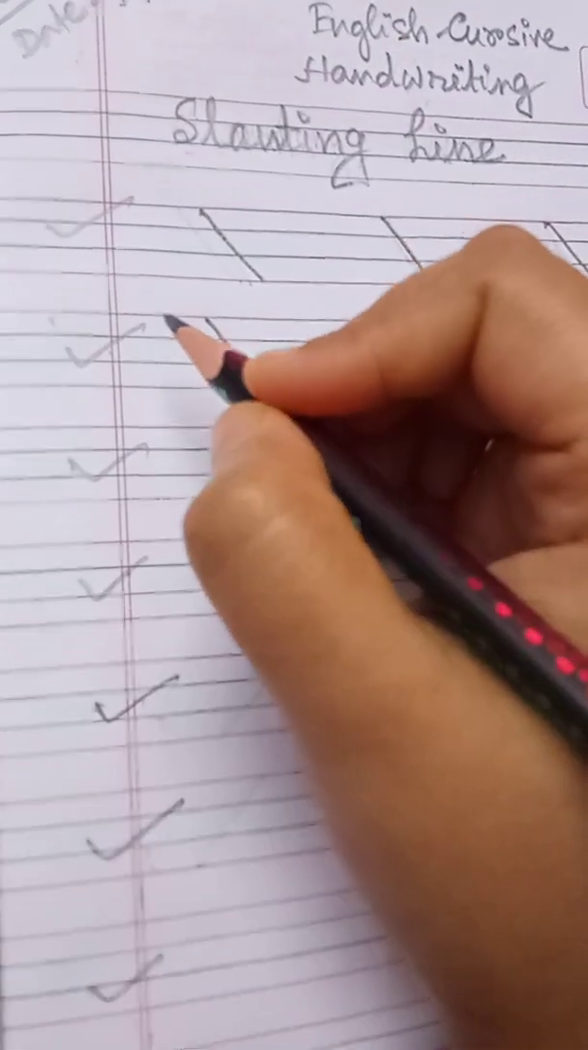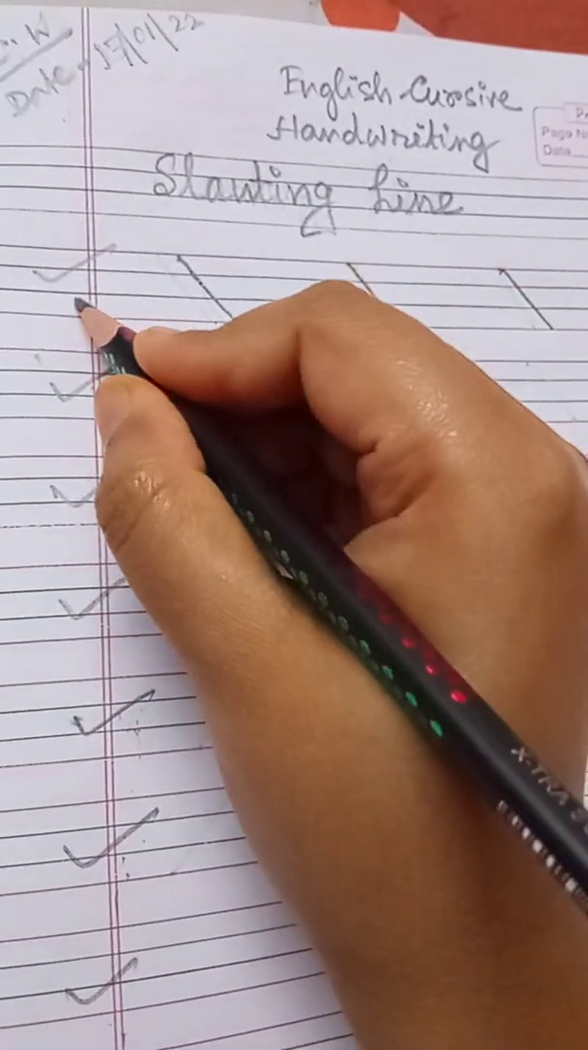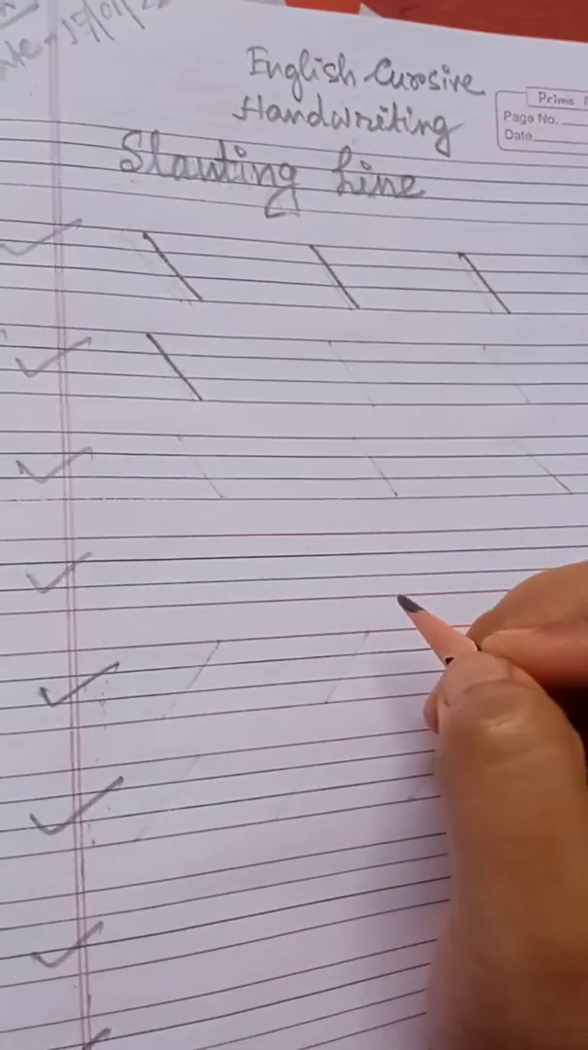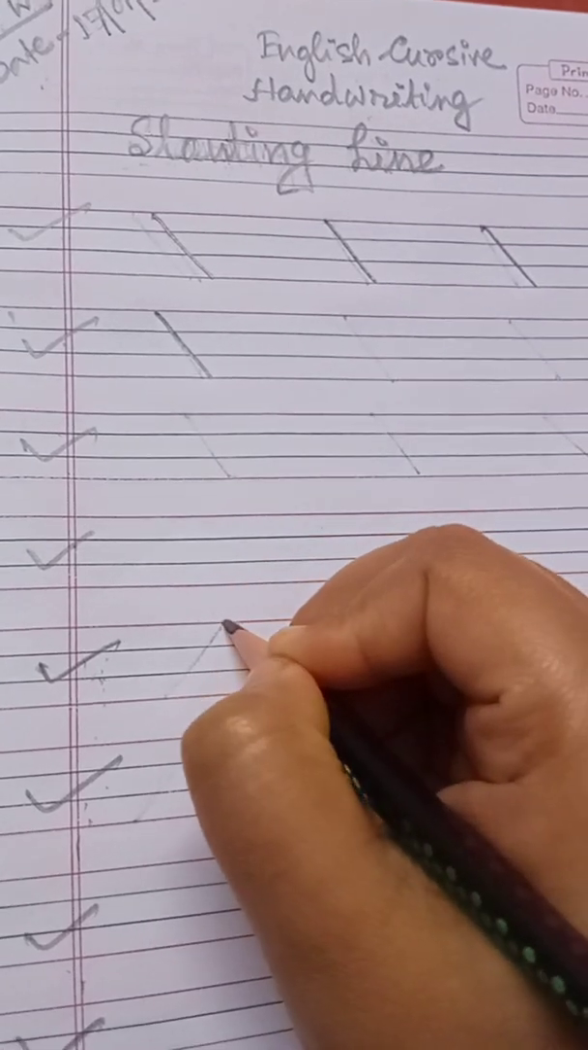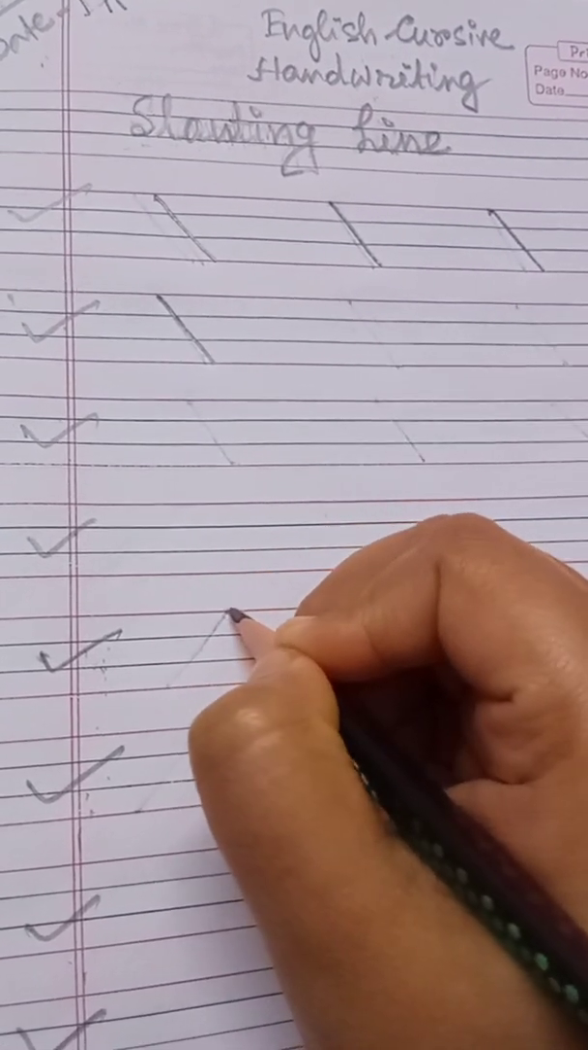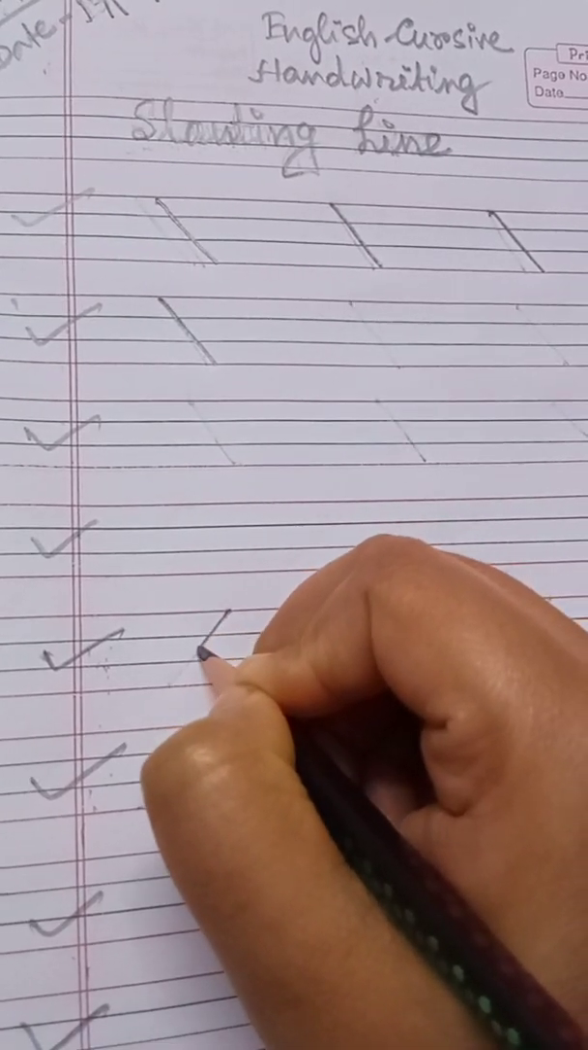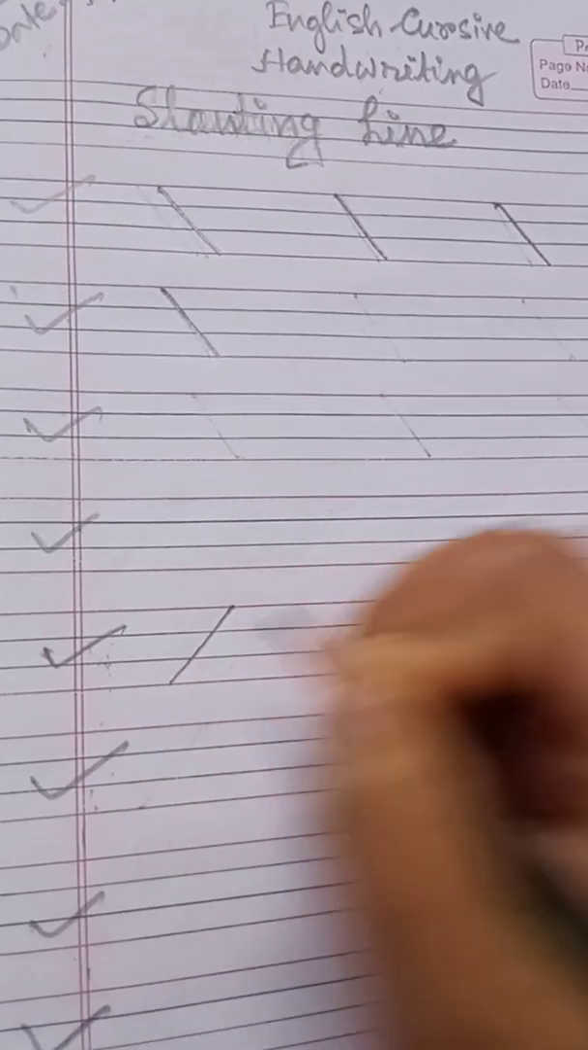You will repeat it for 4 times in 4 lines. 1, 2, 3, 4. And again I am going to draw the right side slanting line. So from the dot, from here I'm going to start it. Start from the dot and slant down to the right. This is called right slanting line.